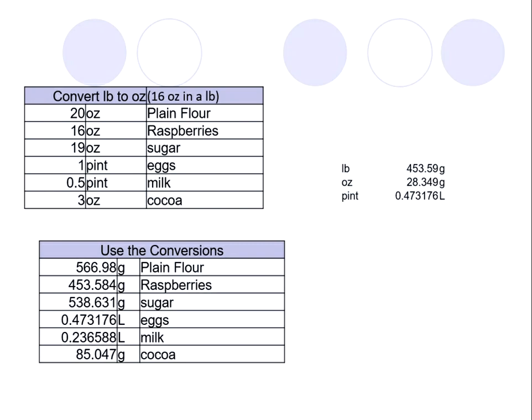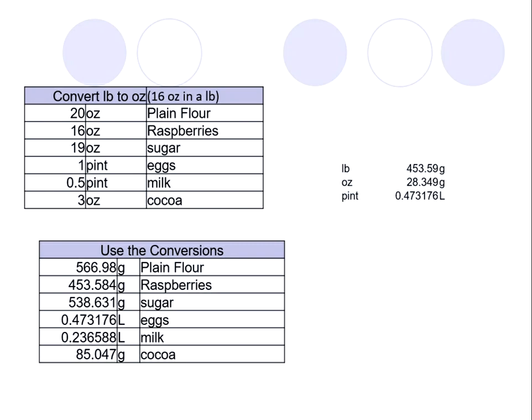Okay, our eggs. 1 pint of eggs. Now this is pints. Let's look at our multiplier here. The bottom one there is the multiplier for pints. So we multiply the 1 by 0.473176 and it stays the same down here.